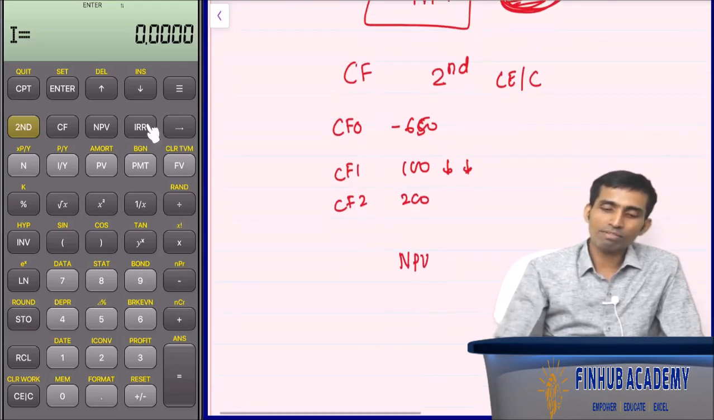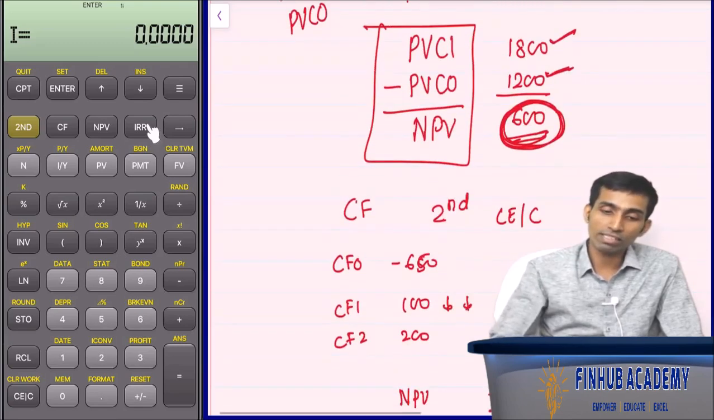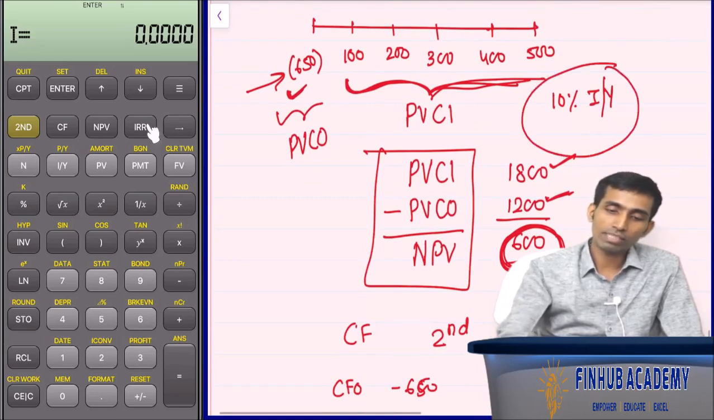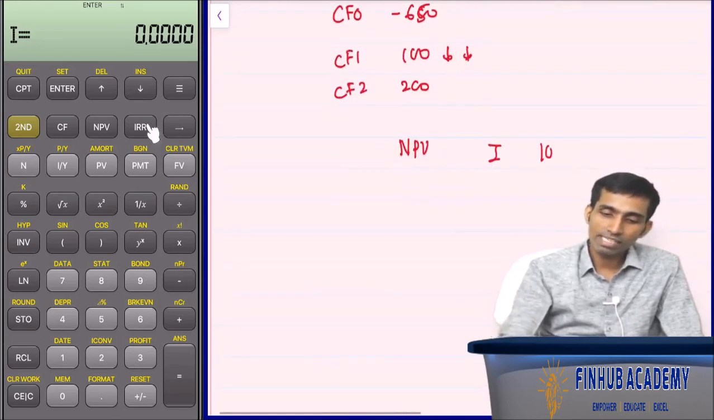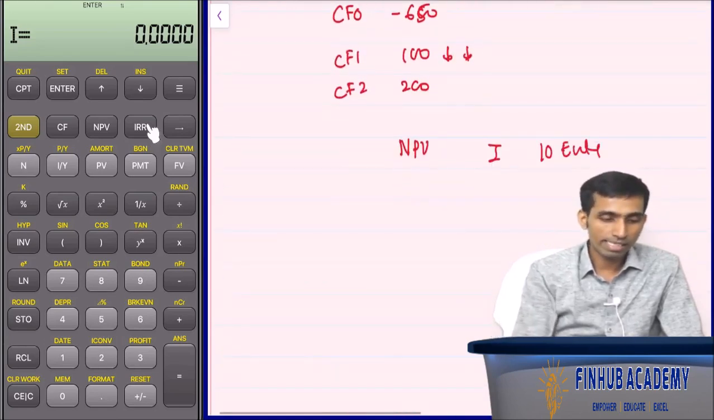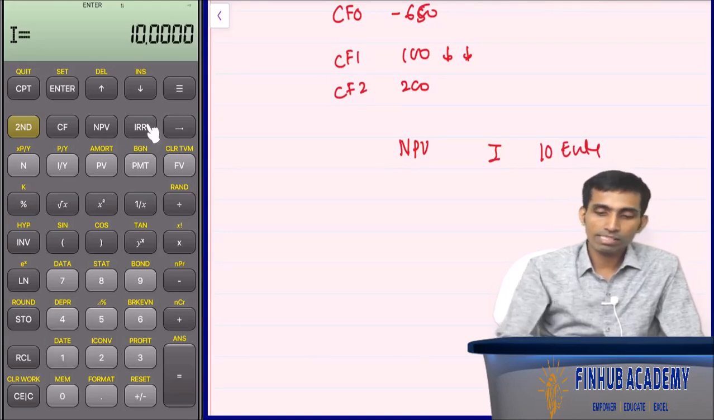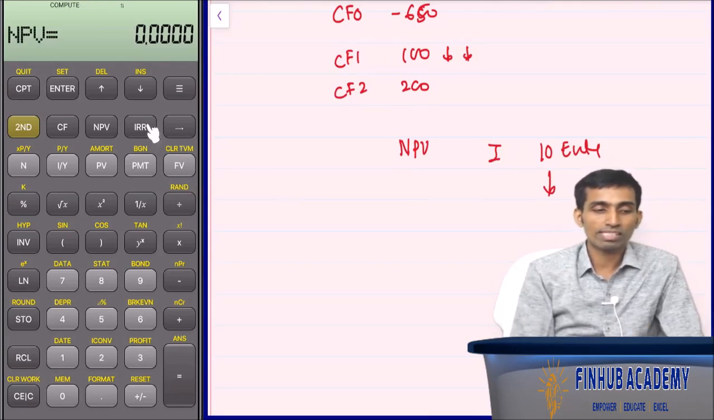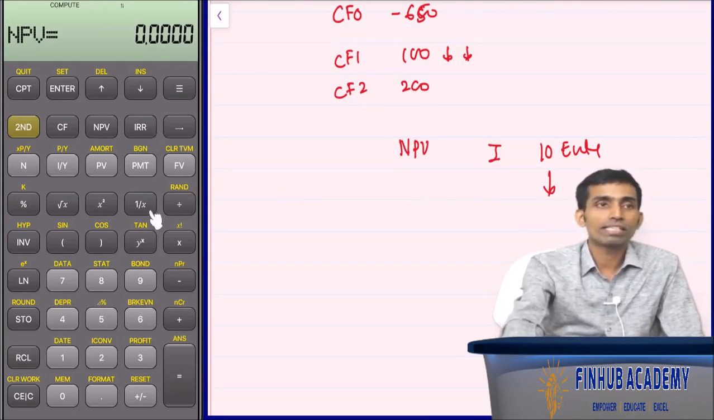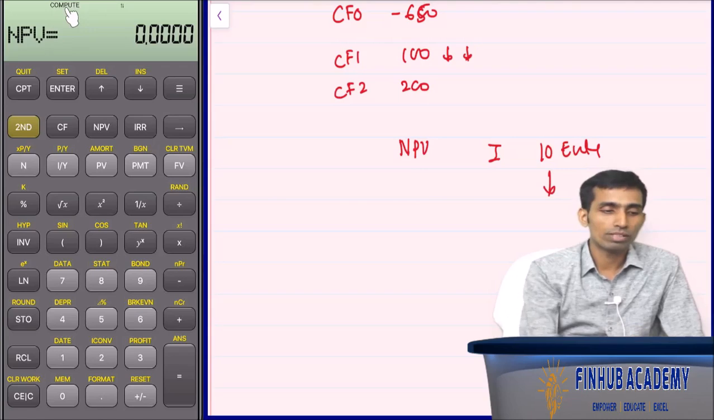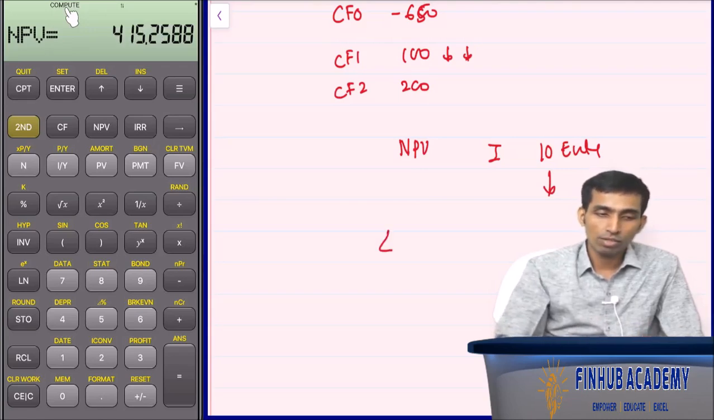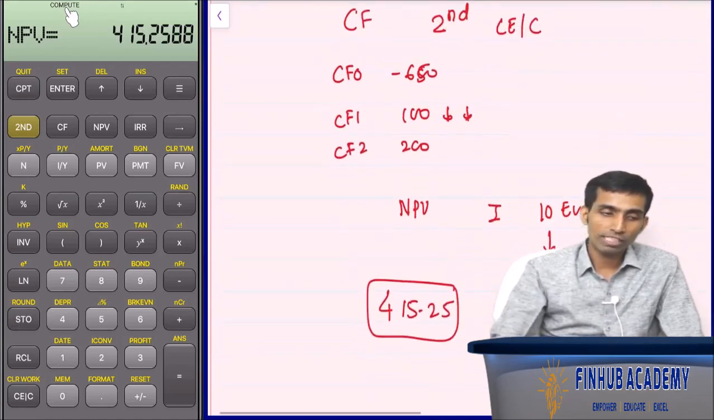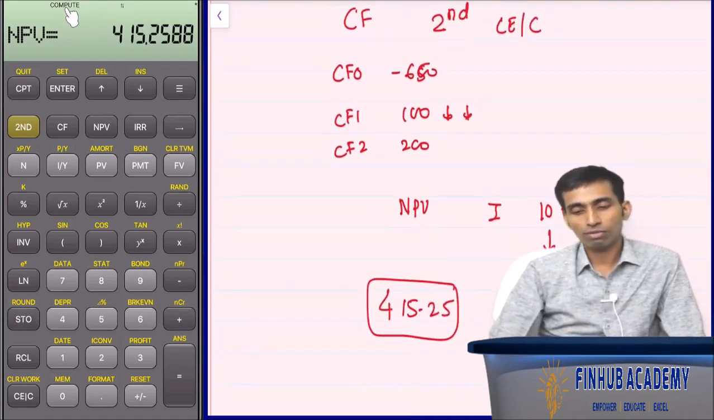When I press the NPV button, it is asking me what is the interest? The interest I decided is 10%. So I will press 10, enter, and then I will press the down arrow key. Go slow, down arrow key. See, it is asking NPV. Press what? Compute. I'll press compute. So my NPV is 415.25. Okay, so in short, 415.25.